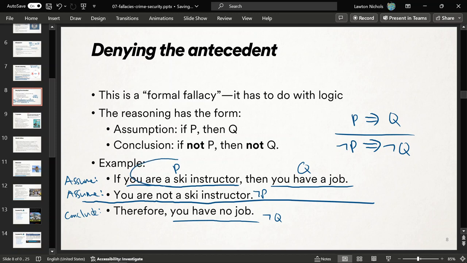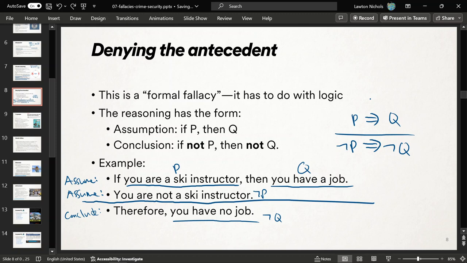This is a true statement. If you are a ski instructor, then you do have a job. That is correct. But it's incorrect to say if you're not a ski instructor, then you don't have a job, right? Because maybe you're a teacher. Maybe you're a student. Maybe you work as a snowboard instructor. I don't know. But do you see the problem there? You cannot apply the negation on both sides and have it follow from this assumption. It's incorrect. There are plenty more options there.